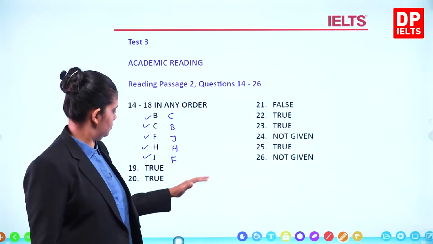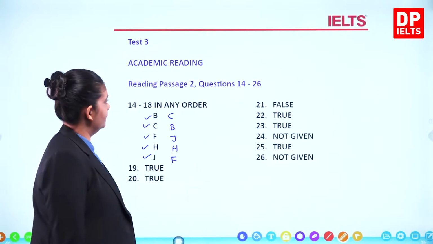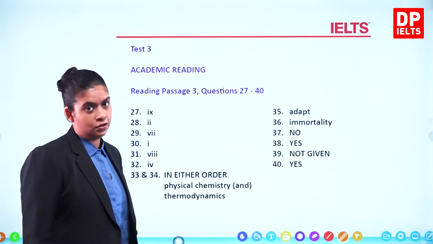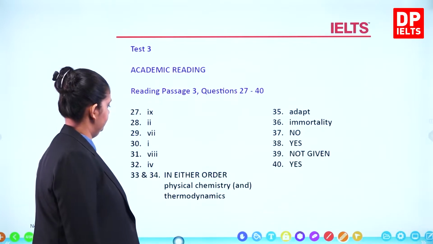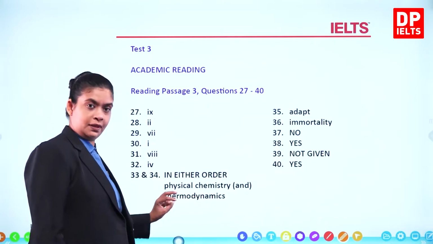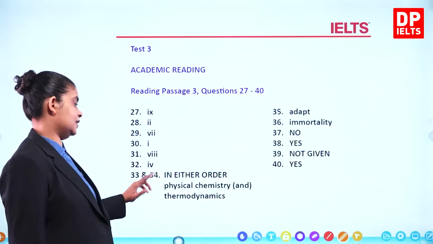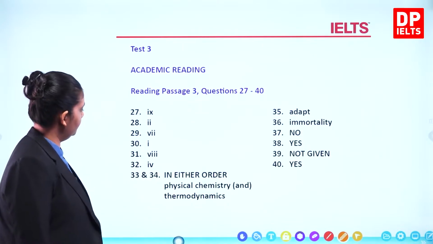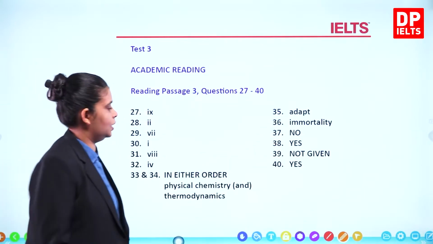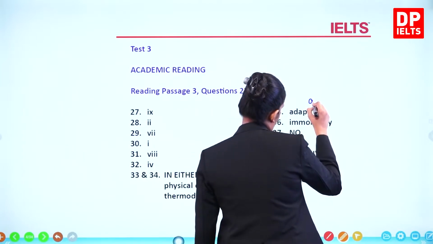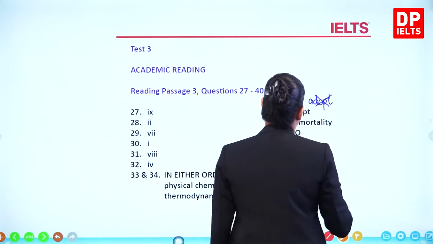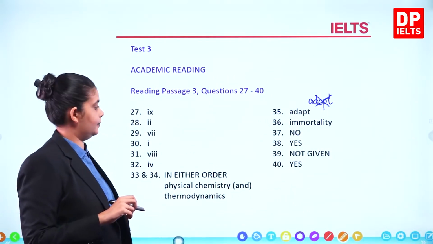And then 19 to 26. The last reading passage, question number 27 to 40. So physical chemistry, thermodynamics can be in either way. Thermodynamics can come on top and physical chemistry can come after that. That's fine, okay? Right, make sure you've got adapt, not adopt, okay? So if you have written this spelling completely wrong, it should be adapt, okay?